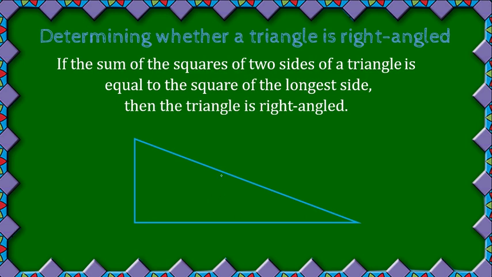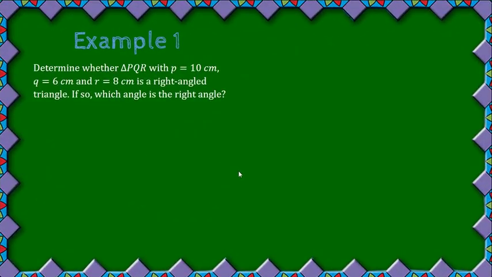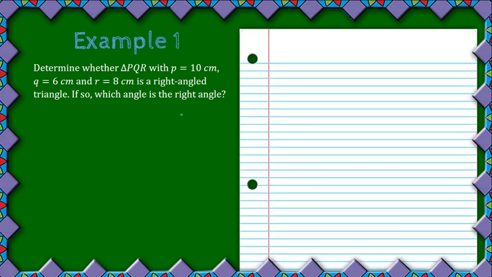So what it says is, if we are not given that it's a right-angled triangle, but we know that the long side squared is equal to the two short sides squared added together, then we know that the triangle should be right-angled. So let's look at the first example. Determine whether triangle PQR with P equal to 10 centimeters, Q equal to 6, and R equal to 8 is a right-angled triangle. If so, which angle is the right angle?